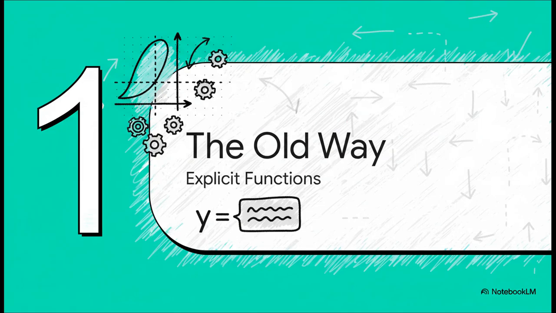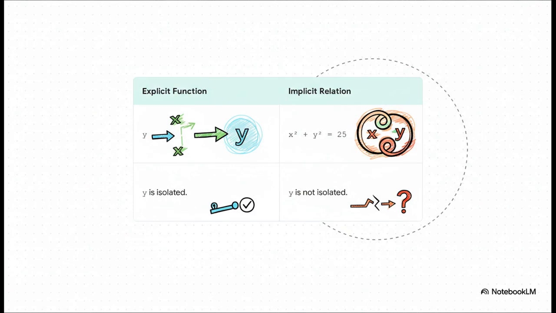Okay, so before we tackle that circle, let's do a super quick review of what we'll call the old way, just working with regular explicit functions. This is probably how you first learned to take a derivative. So you're used to seeing something like the function on the left, right? Y is all by itself. You plug in an x, you get a y. Simple. But look at the equation on the right for a circle. The x and y are all mixed up. They're related for sure, but y isn't neatly isolated.